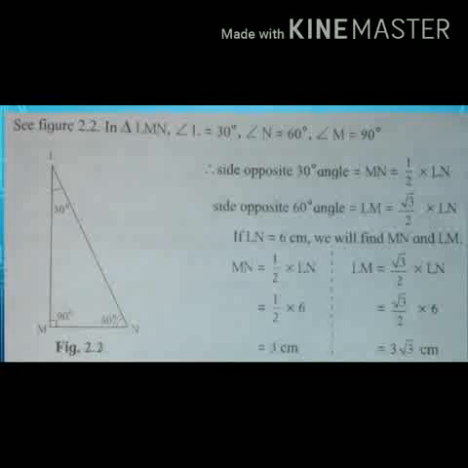Similarly, we can find the value of side LM. LM is the side opposite to 60-degree angle and therefore we can write LM is equal to root 3 upon 2 into hypotenuse LN. Put the value of hypotenuse LN, we can write LM is equal to root 3 upon 2 into 6. Then simplify this, divide the 6 by 2, we can write LM is equal to 3 into root 3 centimeter.